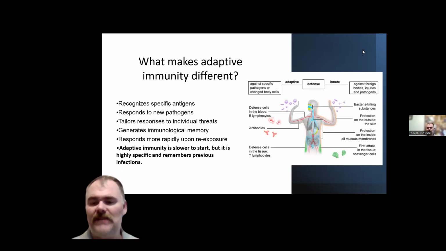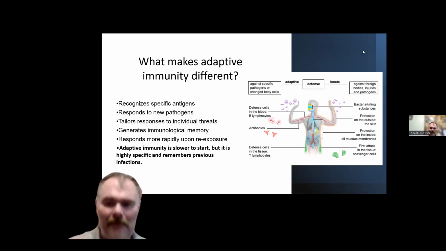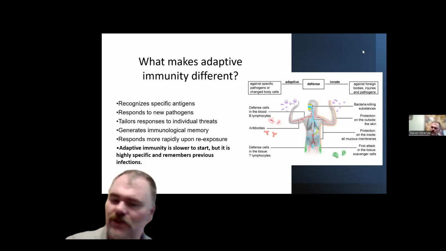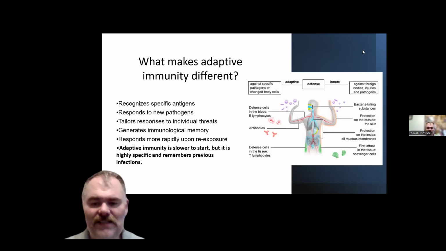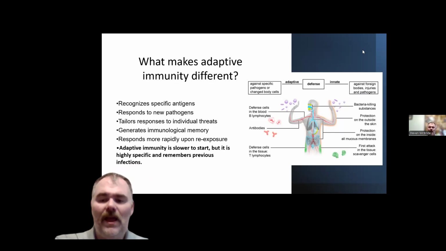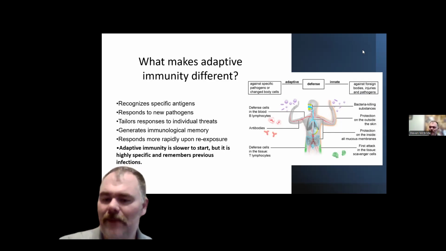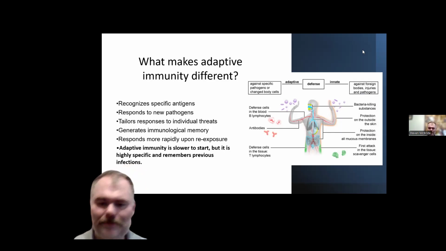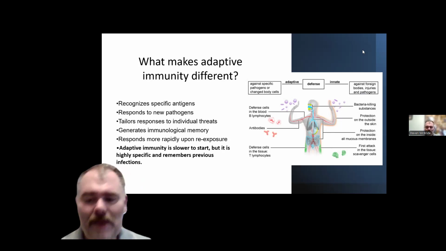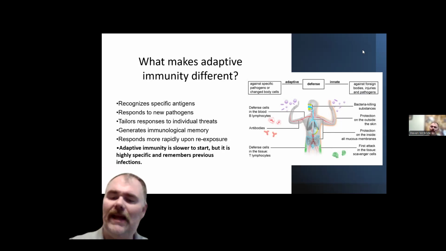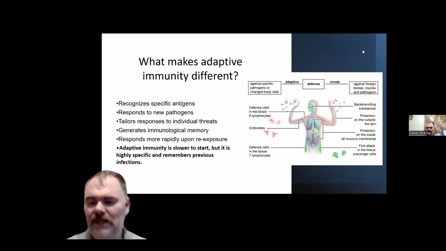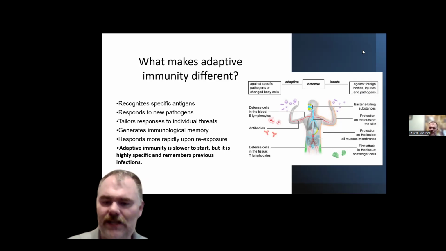There is a trade-off, however, because adaptive immunity must identify the threat and activate the appropriate cells. The first response is slower than innate immunity. It may take several days to reach its full strength. The major advantage of adaptive immunity is memory. After an infection or vaccination, some immune cells remain in the body for years or even decades. If the same pathogen is encountered again, these memory cells respond much more quickly and effectively. This ability to learn from previous encounters is one of the defining characteristics of adaptive immunity.